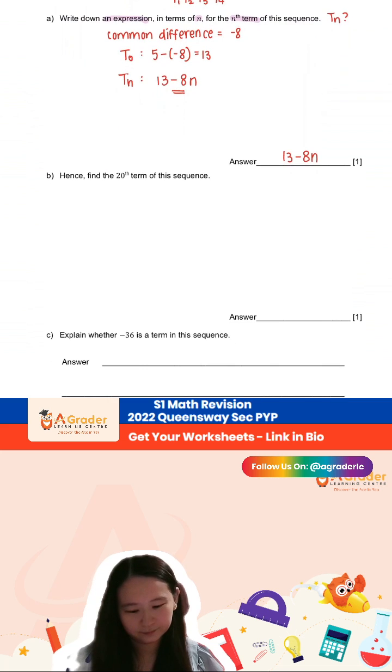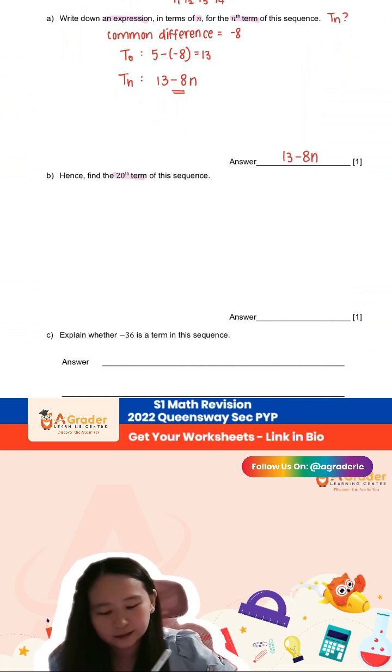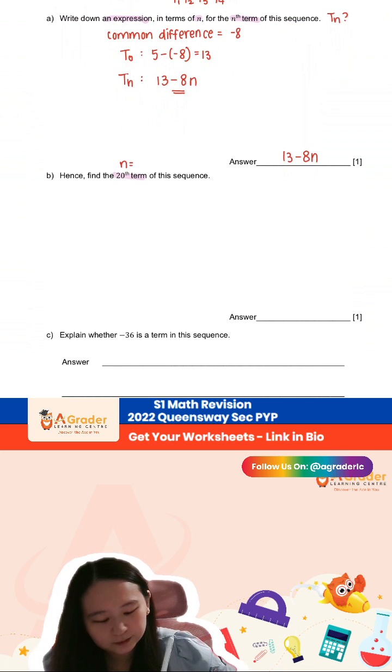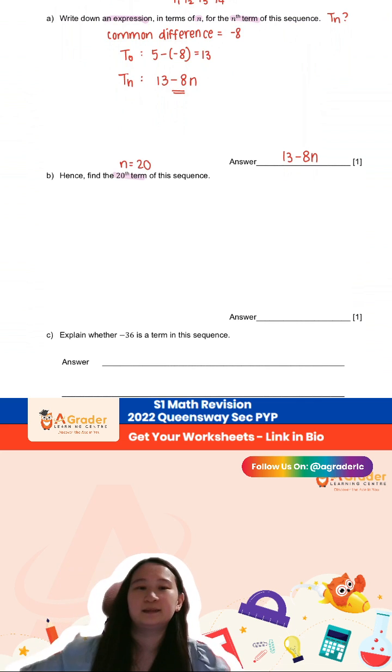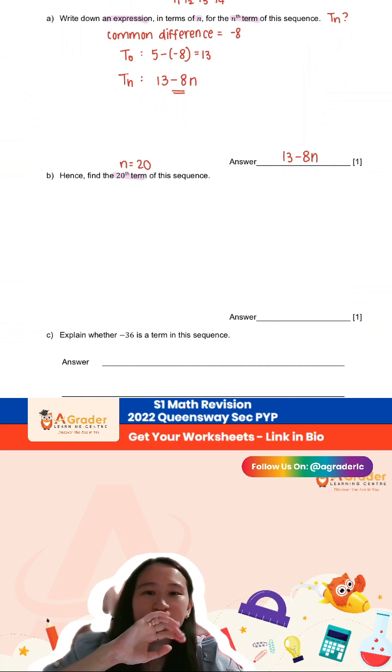Okay, part B, hence, find the 20th term in this sequence, meaning you just need to substitute n equals to 20 inside. And you have the answer for this?